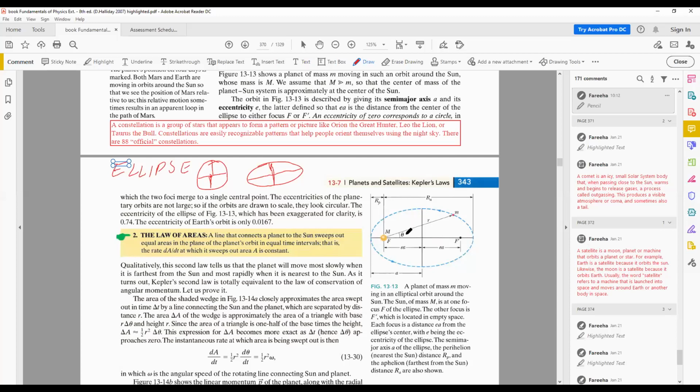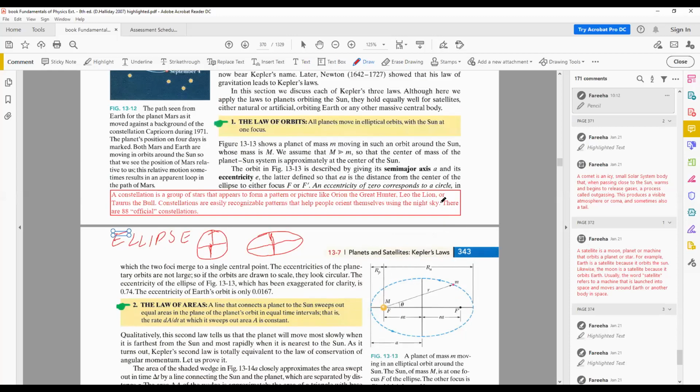And then there are various symbols that are representing various distances in this case. For example, the semi-major axis is described by A, and multiplied by E is called the eccentricity, and R is the distance of this planet from the sun, for example. Okay.